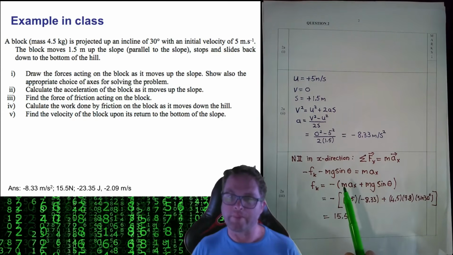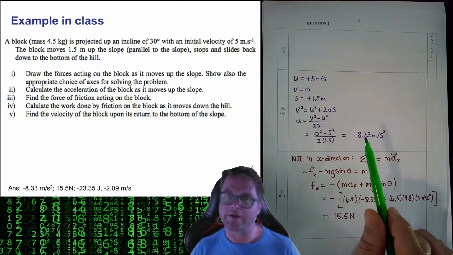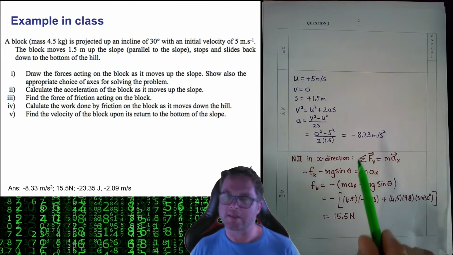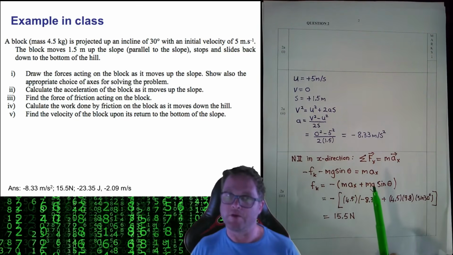We know what the mass of the block is, right? We're given that that's 4.5 kg. The acceleration in x, we've already found out what that is. That's that value there. We know m and g is fine, and we're given the angle being 30 degrees. And calculating this, it comes out to be that the force of kinetic friction is 5.5 newtons.